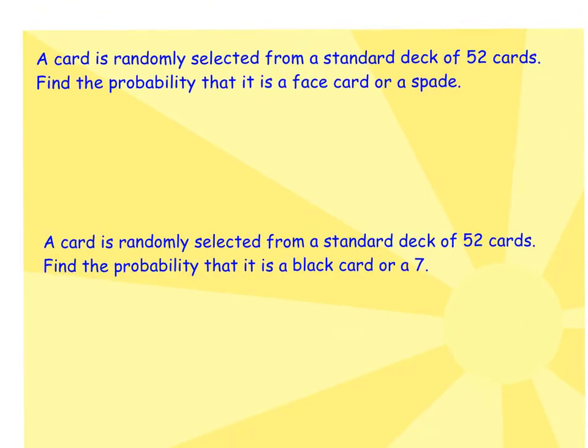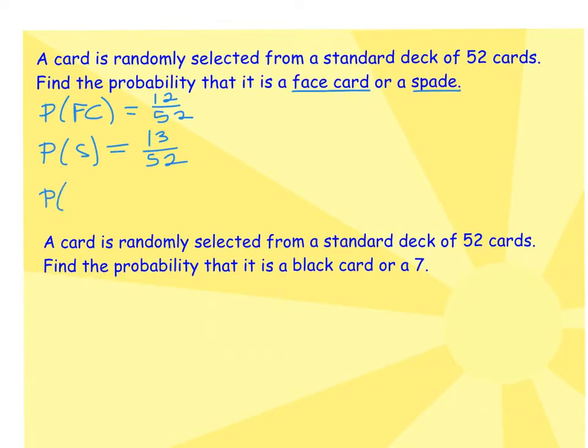Let's try another one. A card is randomly selected from a standard deck of 52. Find the probability that it is a face card or a spade. If we take a look at those individual probabilities, the probability of selecting a random face card when picking a card from a deck, remember there are 12 face cards. That means it would be 12 out of 52. The probability of picking a card and having it be a spade, there are 13 of those cards out of 52. Now we have to think about what cards overlap. What cards are both face cards and spades at the same time? There's the Jack, the Queen, and the King.